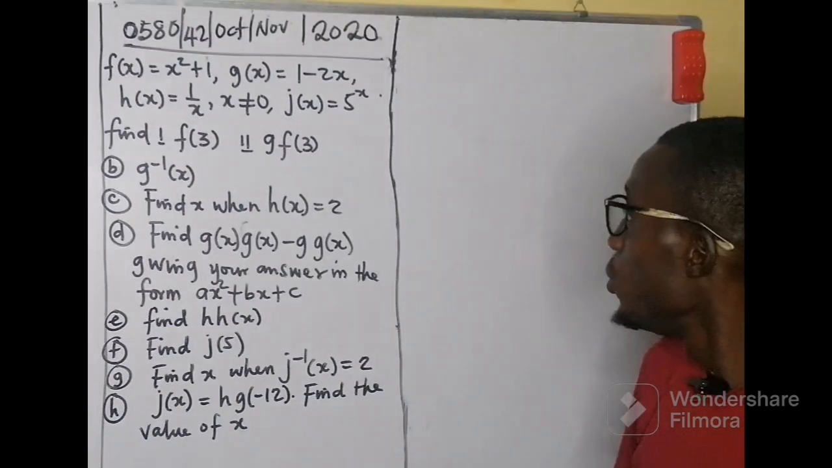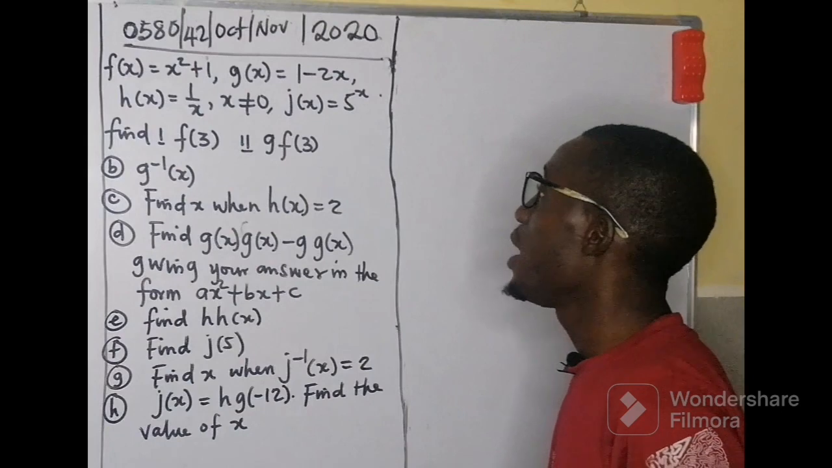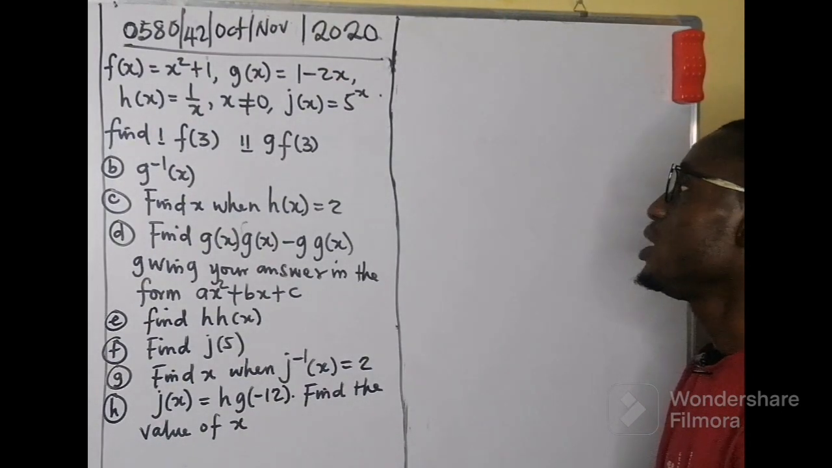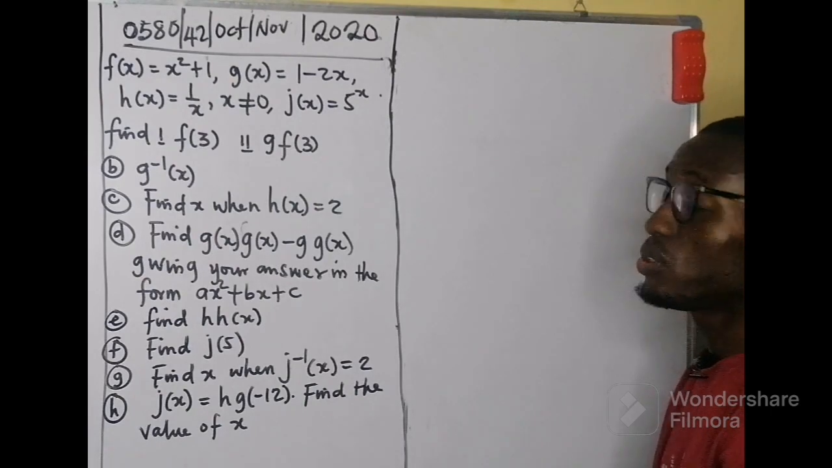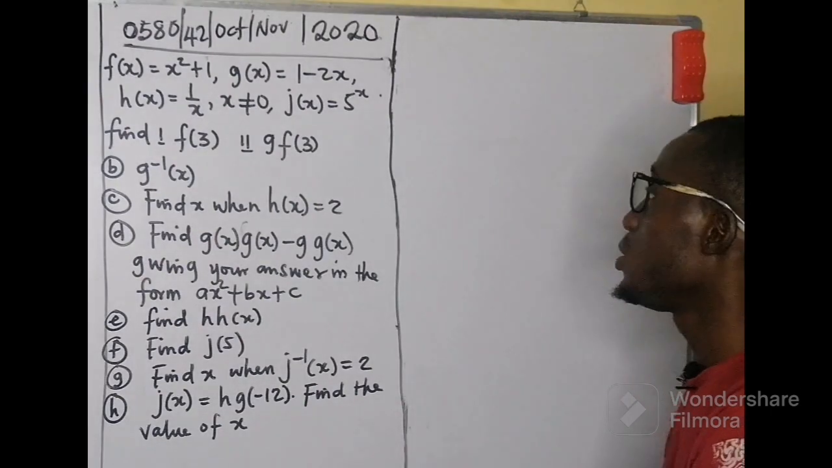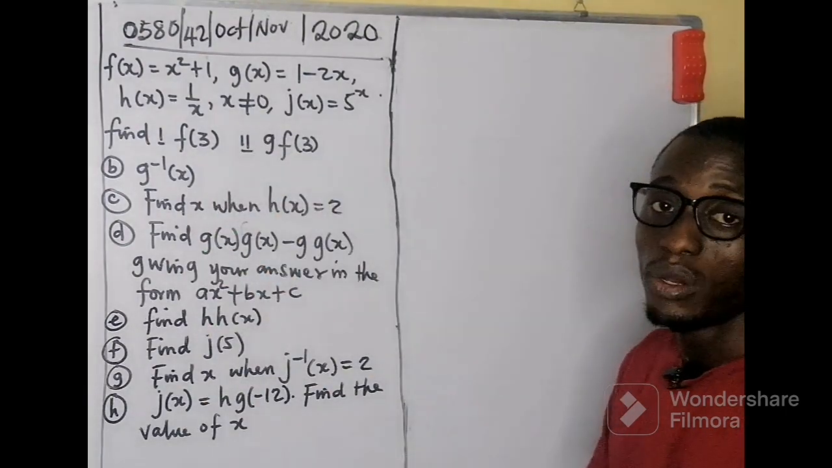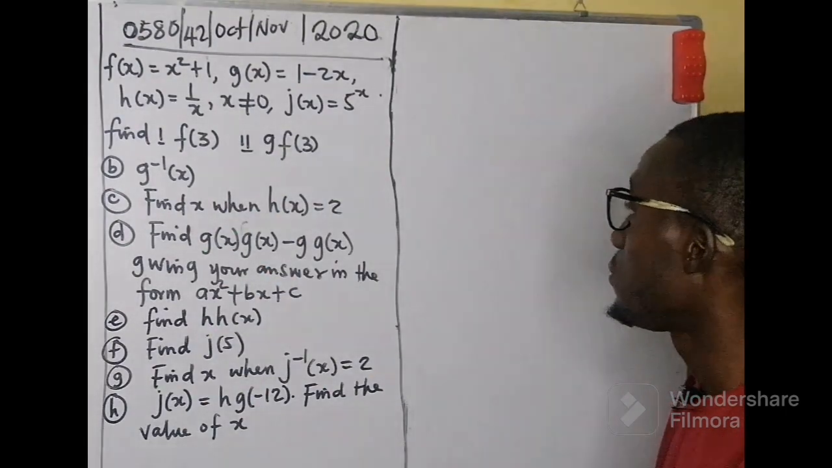So let's quickly move to this question. We have f of x equals x squared plus 1, g of x is 1 minus 2x, h of x is 1 over x, where x is not equal to 0. Remember, the reason x is not equal to 0 is that if x is equal to 0, this gives you what? An undefined fraction. And k of x is 5 raised to the power of x.